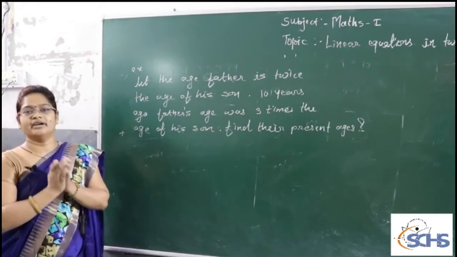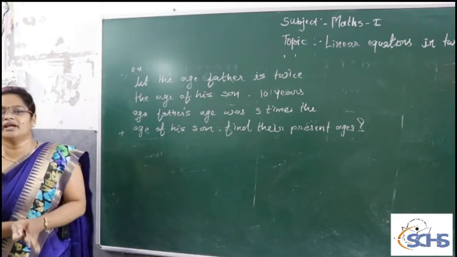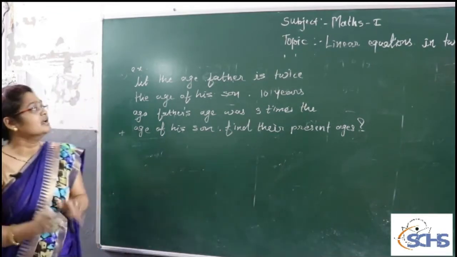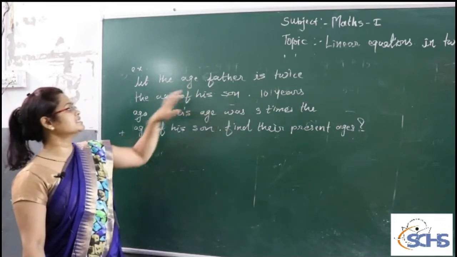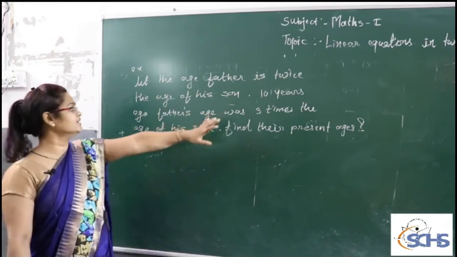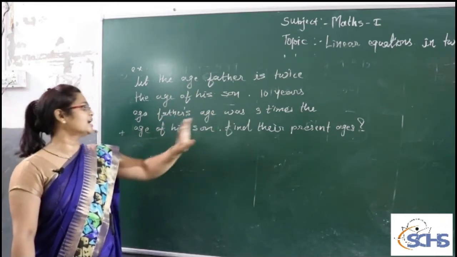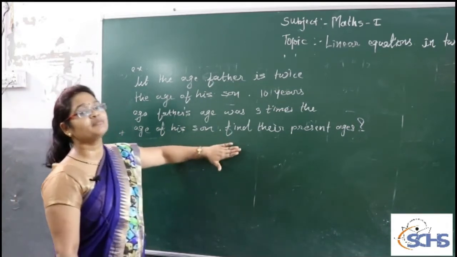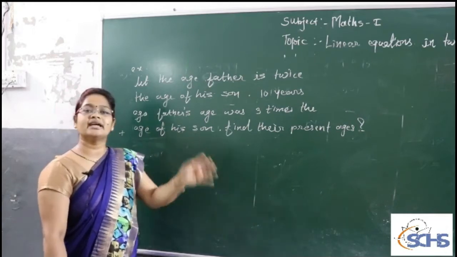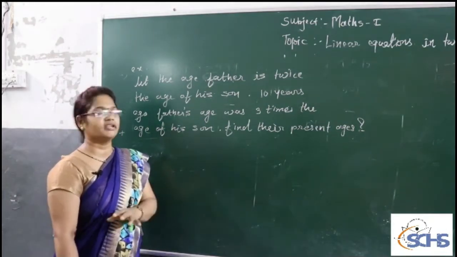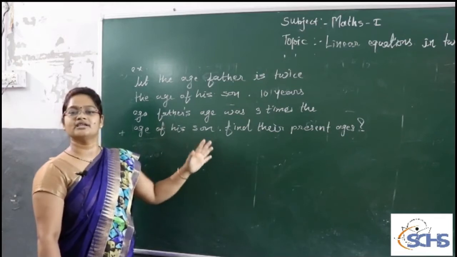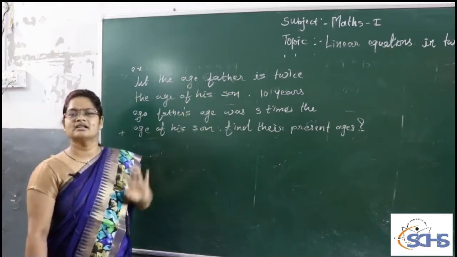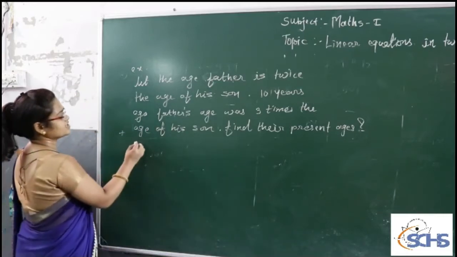We are looking for the real life application of linear equation in two variables. For that, I have taken one example. Let the age of father is twice the age of his son, and 10 years ago father's age was 3 times the age of his son. Find their present ages. This can be the real life situation, and by taking the help of linear equations in two variables, you can find out the ages of both of them, that means father and his son. So let's solve this equation.